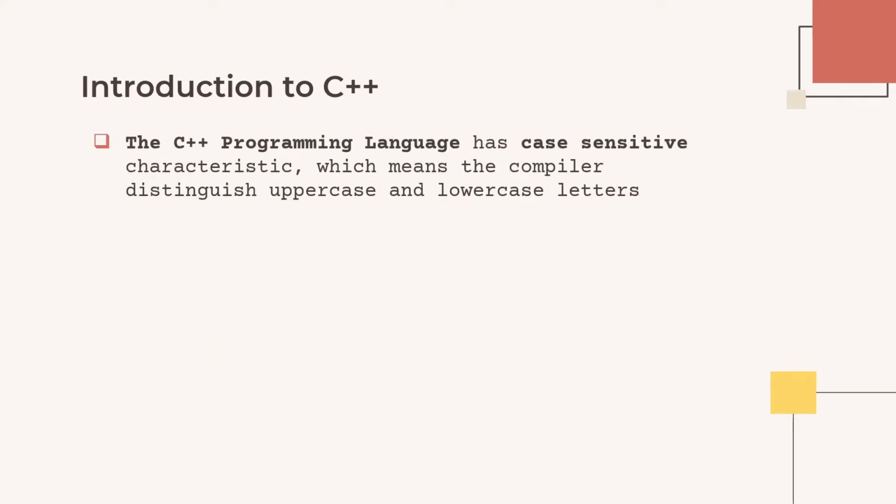You must know that the C++ programming language has case-sensitive characteristics. It means the compiler distinguishes uppercase and lowercase letters. For example, if we write printf and Printf with uppercase in the C++ programming language, the compiler will consider both of the texts to have different meanings. In the practical of C++ programming language today, we are going to use the Dev-C++ software, which is one of the IDE software and also an open source compiler program.